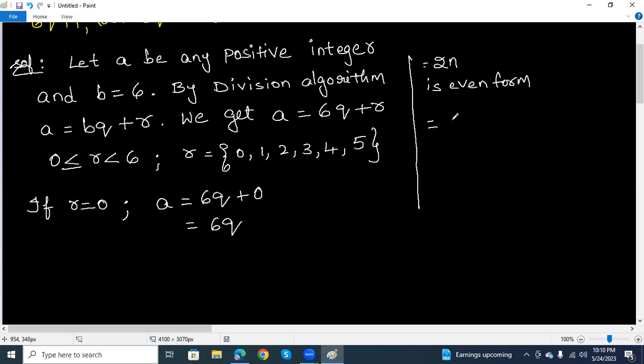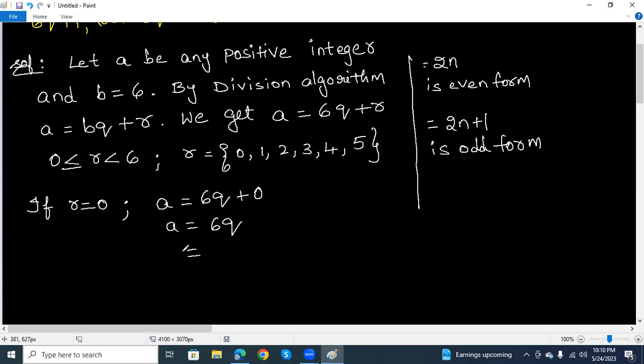If any number is put in the form 2n plus 1, it is an odd form. We need to remember this. No need to include these steps in the question, but we need to remember. Okay, so let's understand this.